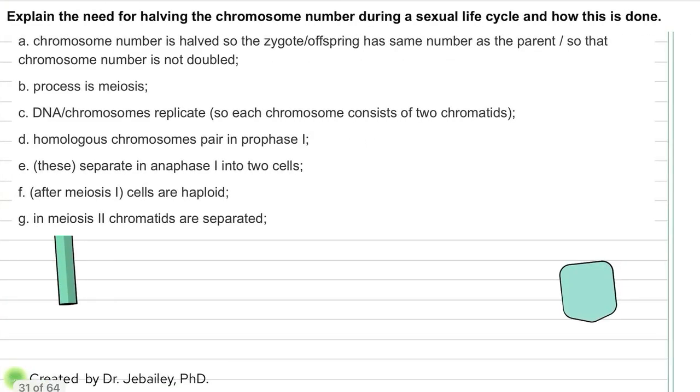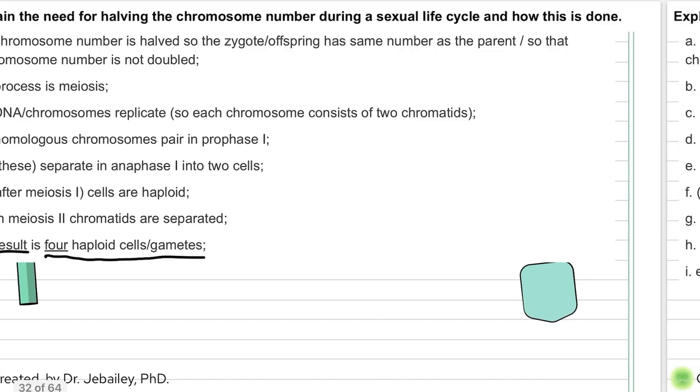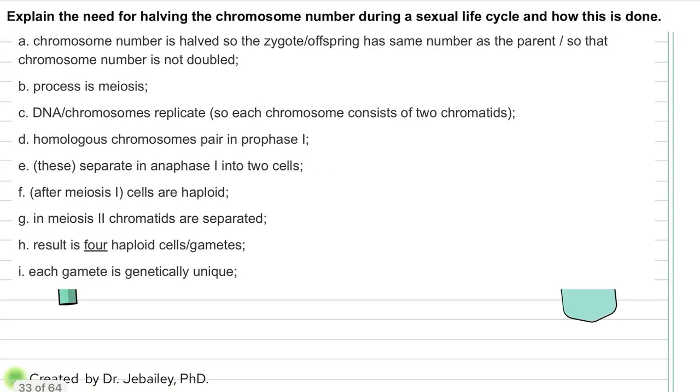Here it says in meiosis 2, chromatids are separated. As I said, we use homologous chromosomes for meiosis 1, chromatids for meiosis 2. As a result, we have 4 haploid cells coming out, which is true. There are 4 sperms or 4 eggs coming out, and each gamete is genetically unique.